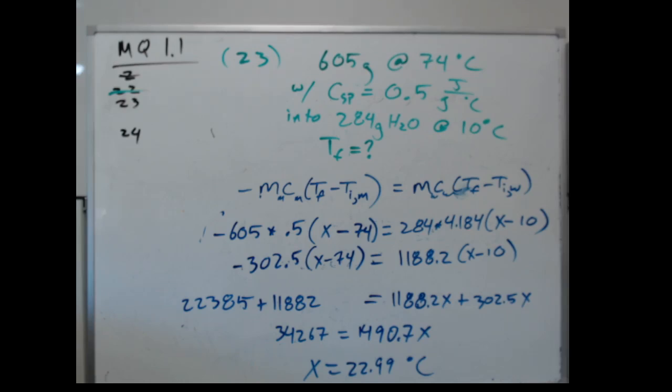Again, pretty similar to the previous problem, but the unknown variable we were solving for shifted. Questions on that one, or should we do the tricky one? 24. So we're going through this list of problems from MQ 1.1, getting ready for the quiz, just making sure we understand it.